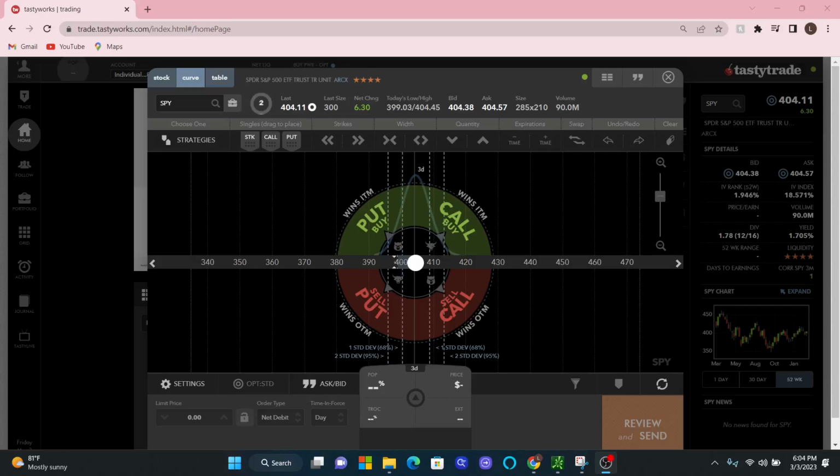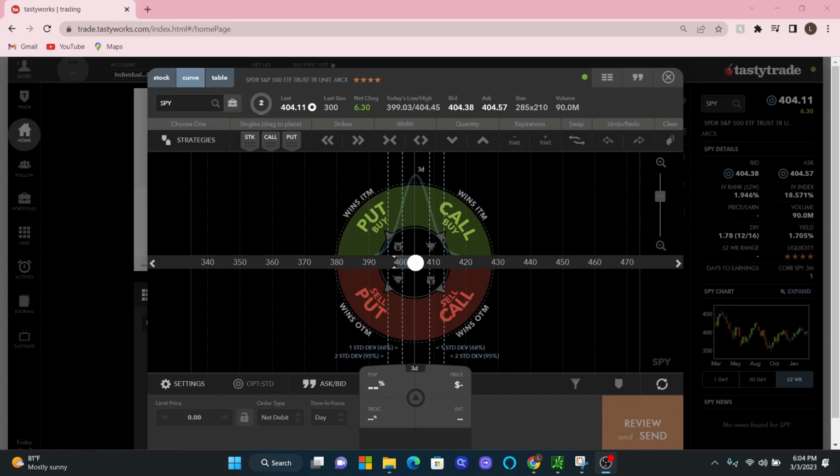Hey everybody, let me ask you, are you tired of always losing on your option trades and you see all these people online always posting consistent profits? Well, that's because they understand the game, all right? When it comes to the world of options, it's all about statistical advantage.